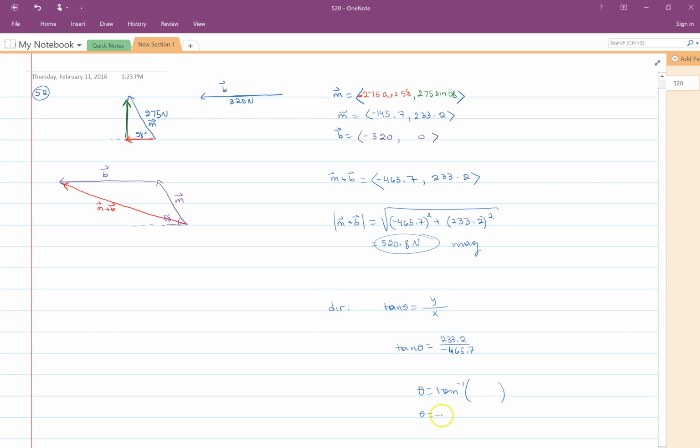I got negative 26.6. Okay, now, the red vector is pointing in the second quadrant, right? So that means your value has to be somewhere between 90 and 180, right? So if you have a reference angle of 26.6, let's say, what is the equivalent of that here? Okay, so basically, this is your vector. This is 26.6, and what you want is that angle. So it's 180 minus this one. This is the one that you want.